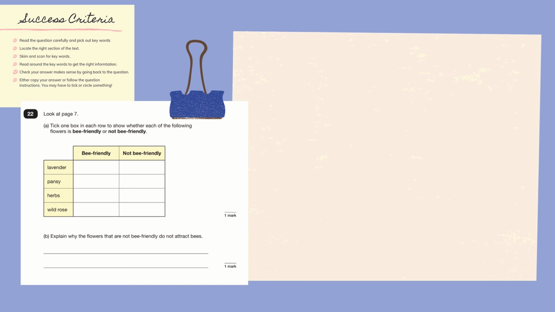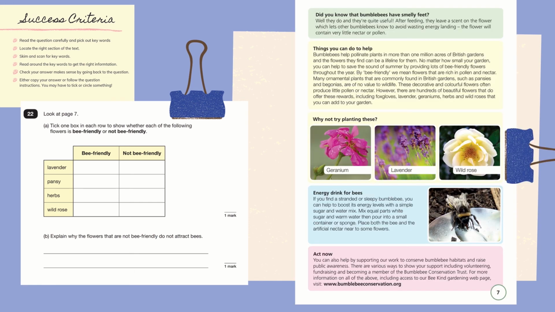So the first question, tick one box in each row to show whether each of the following flowers is bee-friendly or not bee-friendly. So it also tells us to look at page 7. So I'm going to find page 7. There's page 7. And tick one box in each row to show whether each of the following flowers is bee-friendly or not bee-friendly. So they're very kind. They've given us our keywords. We don't even need to highlight them.